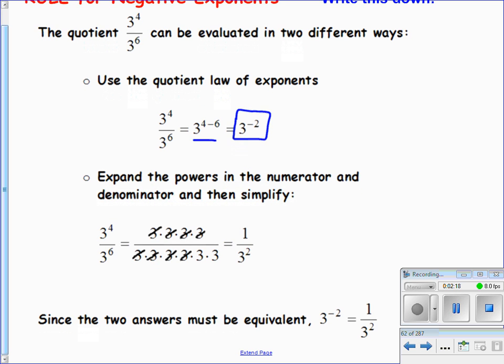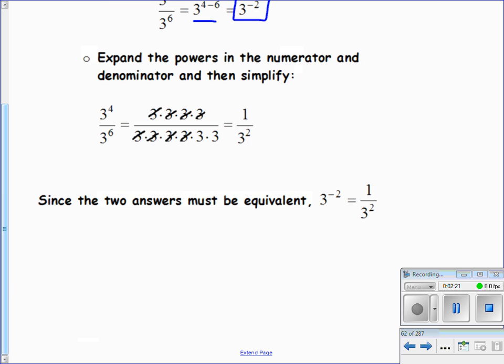Again, by using my math, if I expand everything out, my numerator is 3 to the 4th power, which is equal to 3 times 3 times 3 times 3. My denominator is 3 to the 6th power. It's 3 multiplied by itself 6 times. The only thing I did tell you is these cancel and simplify to 1. They just don't disappear. So in essence, when I simplify this entire fraction, I end up with 1 over 3 times 3, which is 1 over 3 squared. So what that is telling me is 3 to the negative 2nd power is equivalent to 1 over 3 squared.